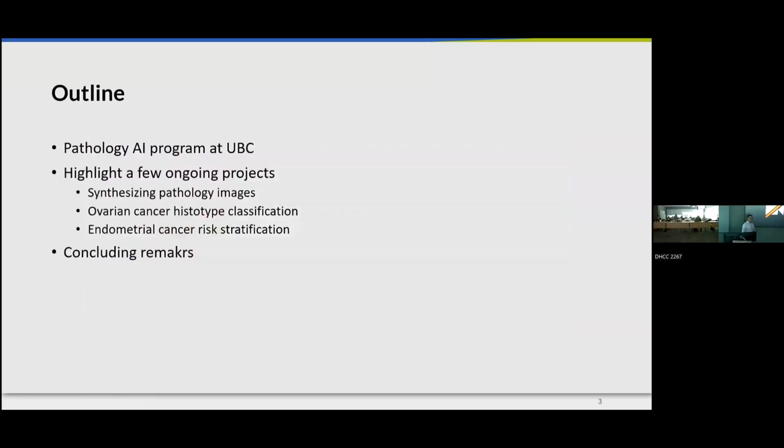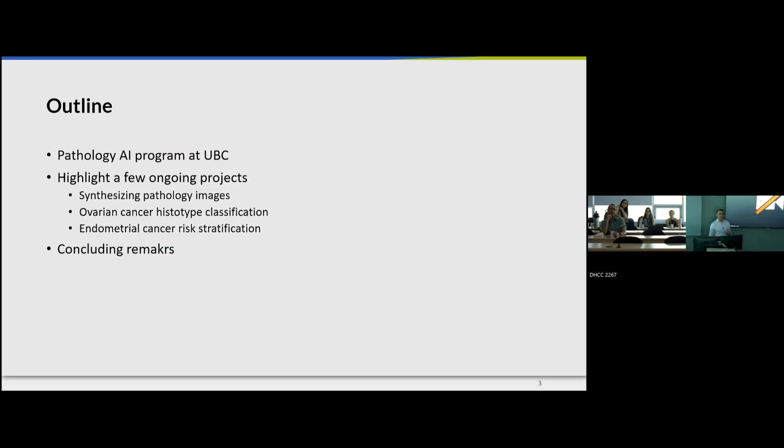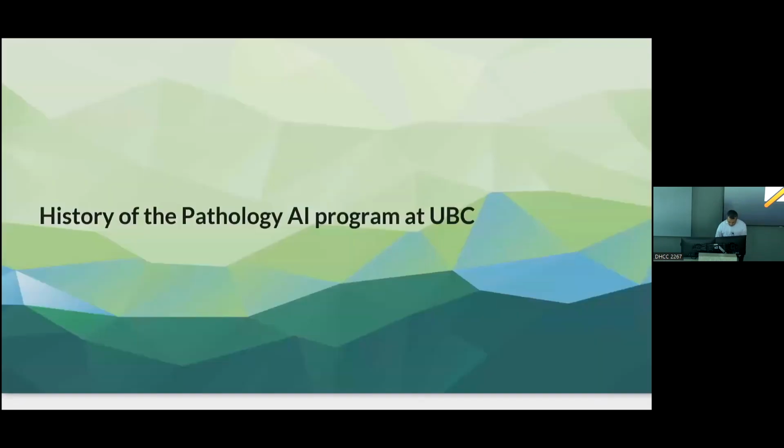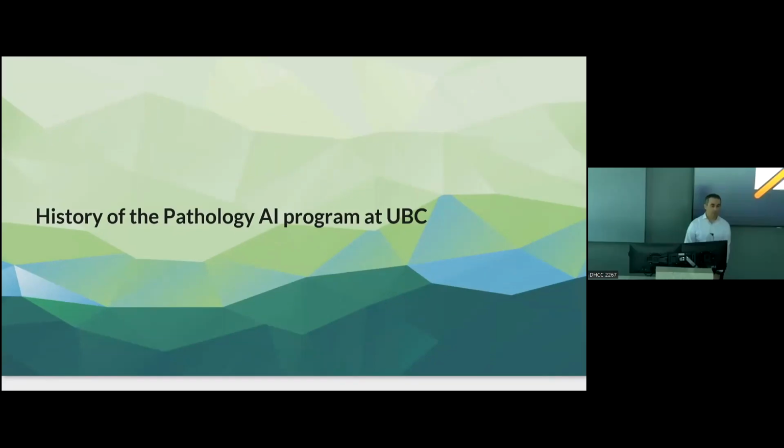But anyways, coming back, this was just a teaser. I'm going to start with a bit of history of this program, then highlight 3 applications. One is the synthetic images that I briefly talked about, and also ovarian cancer type classification and endometrial cancer subtype refinement, and also we'll have some general concluding remarks. So, a bit of history about the program.